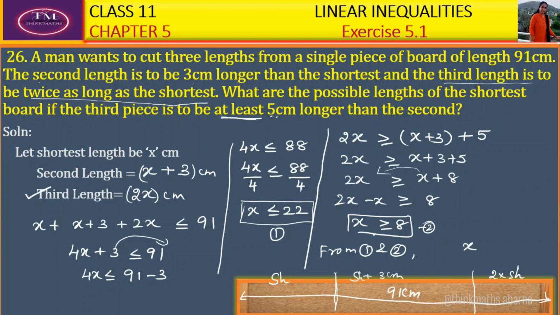x should be greater than or equal to 8, but it should be less than or equal to 22. Okay. So these are the possible lengths. It can be 8 to 22. x can take the value from 8, 9, 10, 11, 12, 13, 14 up to 22. So these are the values the shortest length takes. So with these conditions, these are the possible length of the shortest board.